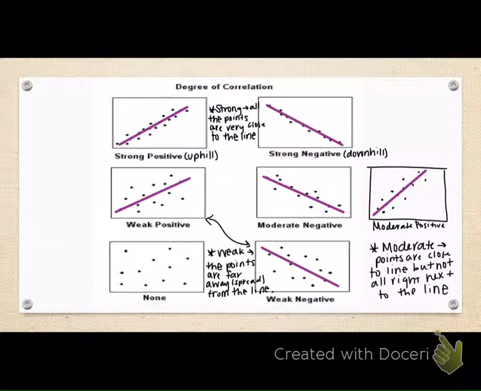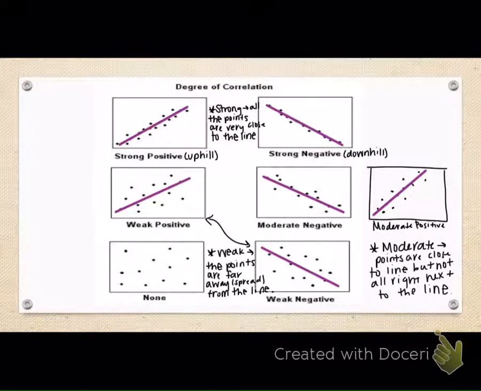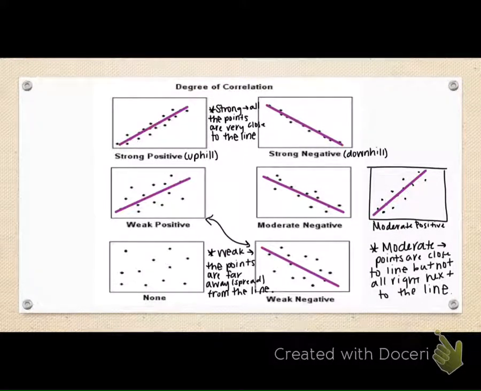So if we're looking at the last one, which is no correlation, do you see how you can't even decide if the points are going upwards or downwards here? Do you see that? So that would be none. They're just like everywhere. We can't even decide where the line goes. So go ahead and get that stuff written down so we can keep getting through notes here.